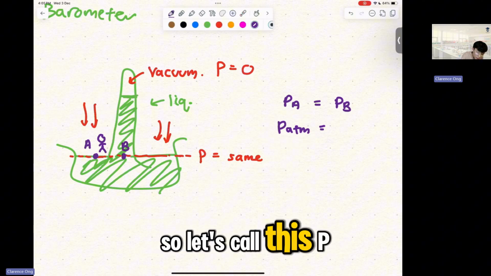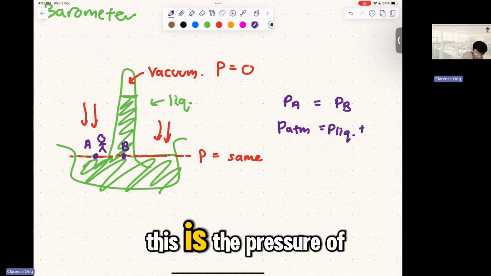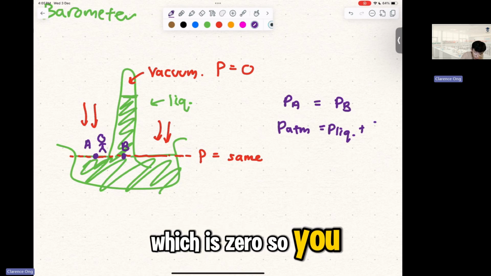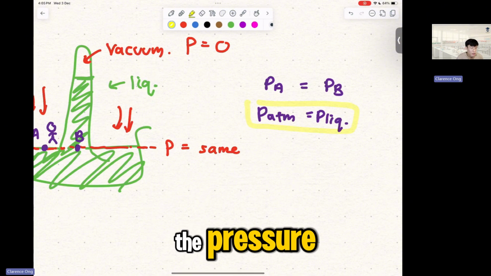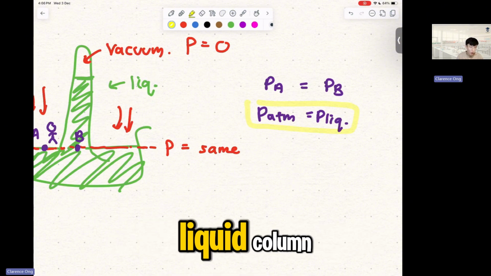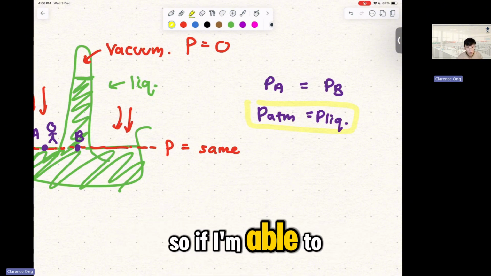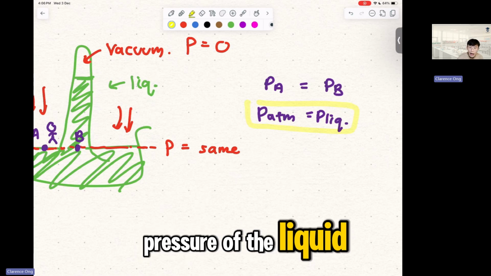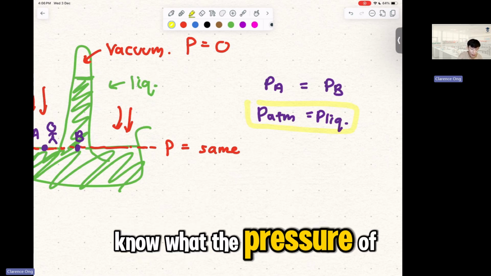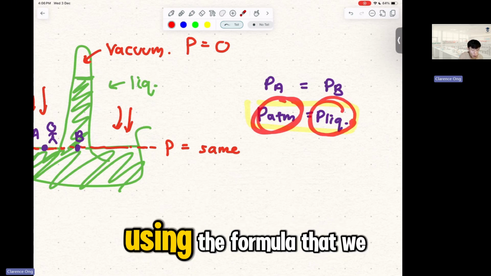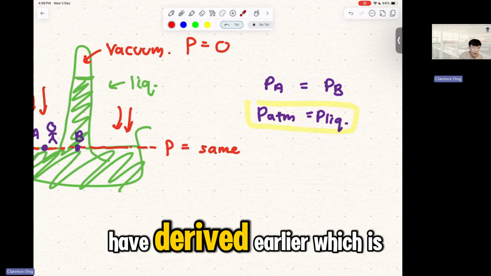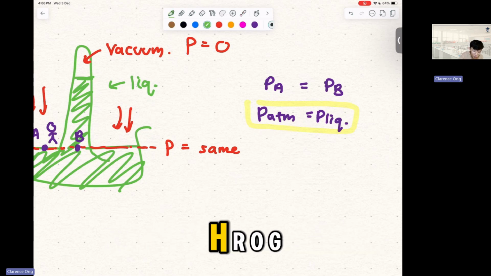So let's call this P liquid. This is the pressure of the vacuum, which is 0, so you don't have to consider it. The focus here is on this equation: the pressure of the atmosphere is equal to the pressure of the liquid column. So, if I'm able to find out the pressure of the liquid, I will be able to know what the pressure of the atmosphere is. And how do we find the pressure of the liquid? Using the formula that we have derived earlier, which is h rho g.